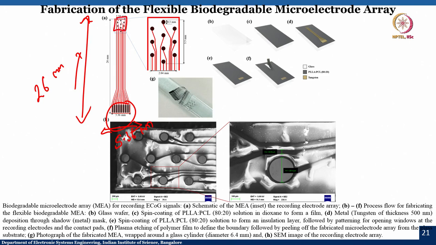When you zoom in, the area of our interest where the recording electrodes are placed, that area from the bottom of the bottom electrode to the top of the top electrode, the size is 3.3 millimeter by 2.04 millimeter. That means we can have 1, 2, 3, 4, 5, 6, 7, 8, 9, 10 electrodes at max. Number of electrodes is 10, okay. And this will be on the flexible substrate as you can see here.